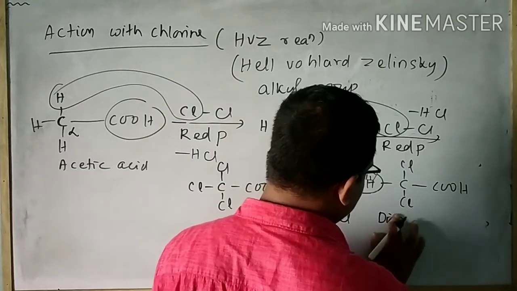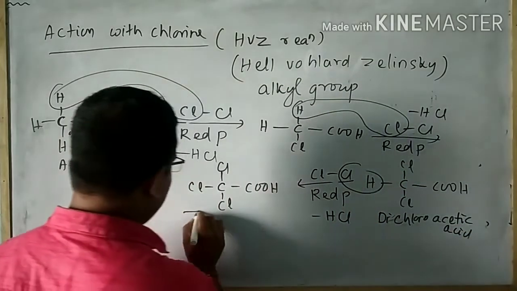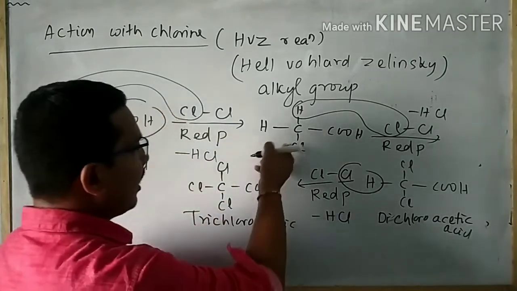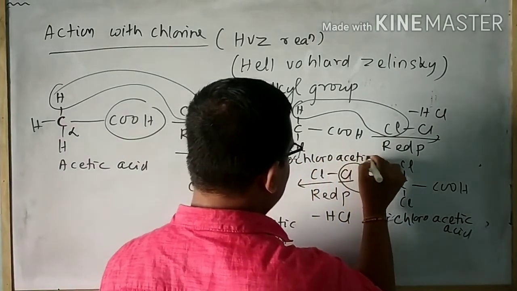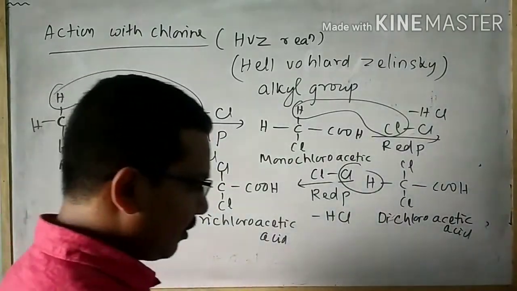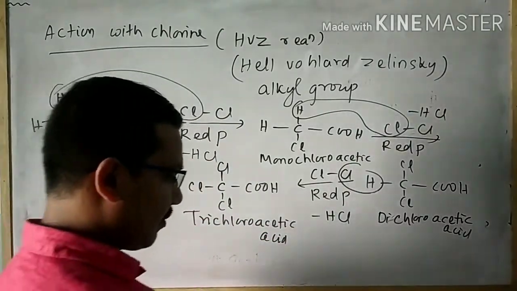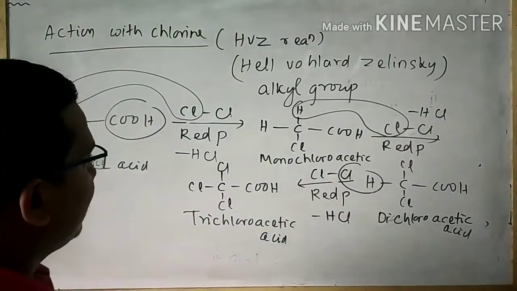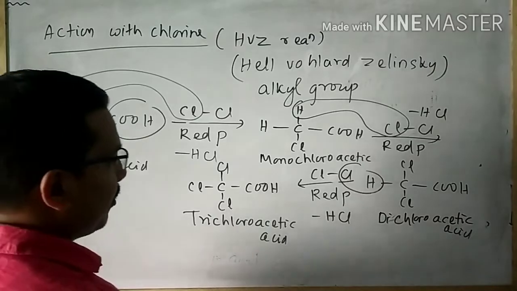This is said to be dichloroacetic acid. This is said to be trichloroacetic acid, and this is said to be monochloroacetic acid. We can write a statement for this reaction. When an acid having alpha hydrogen is subjected to reaction with the chlorine in the presence of red phosphorus, then the alpha hydrogen are replaced by the chlorine atom to form different types of substituted products.